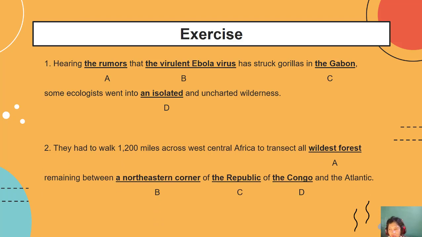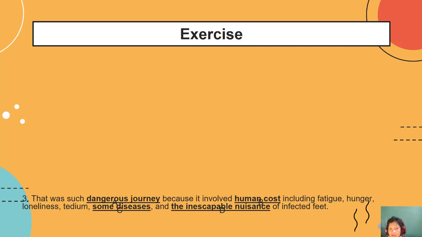The next. They had to walk 1,200 miles across West Central Africa to transect all wildest forest remaining between a northeastern corner of the Republic of the Congo and the Atlantic. Which one is it? Okay, correct. So wildest forest. Why? Because it contains superlative. When we have superlative, wildest, you need the.